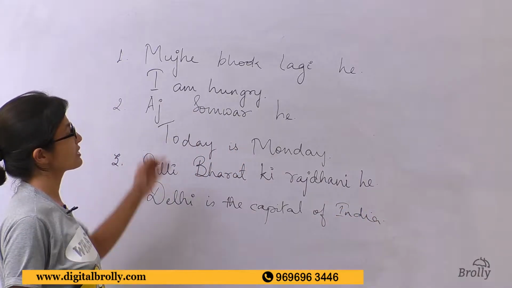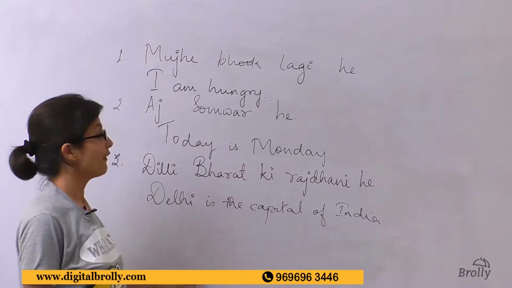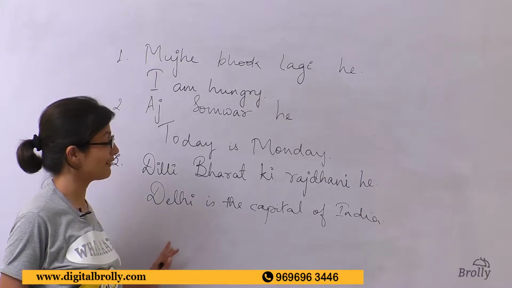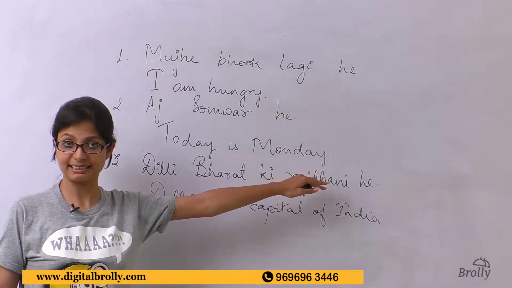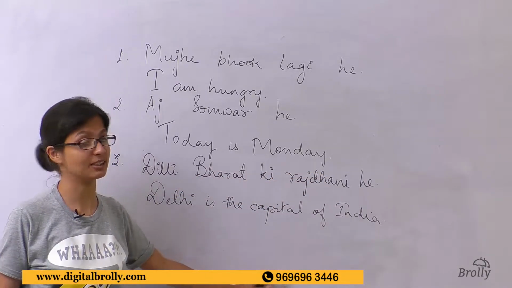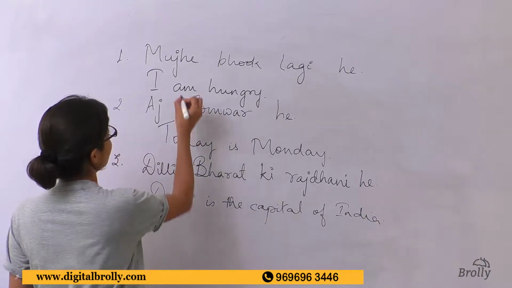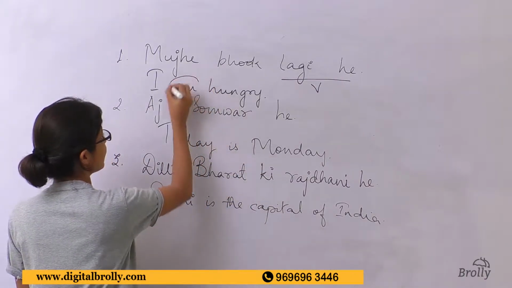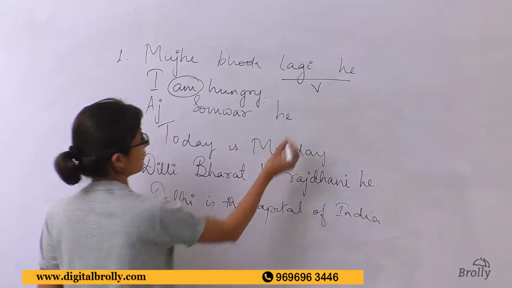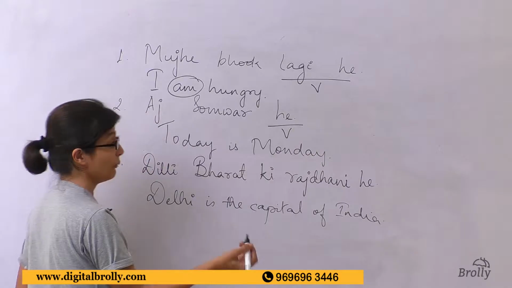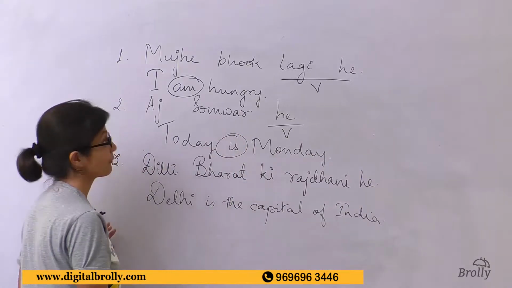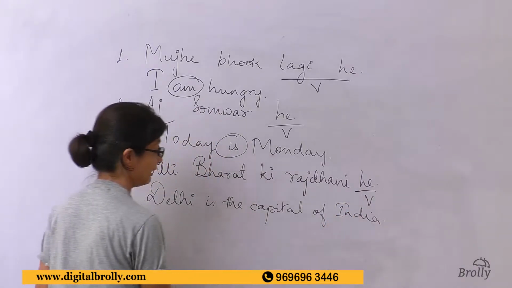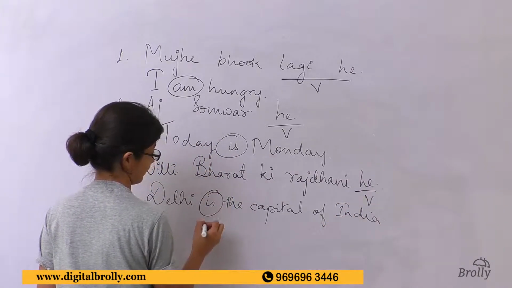Now, if you notice each of these sentences, the verb in the sentence, that is the action word, comes somewhere in the end of the Hindi sentences and in the middle of the English sentences. For example, you have your verb here in Hindi, whereas the English verb is here. You have your verb here in Hindi, whereas your English verb is here. You have your verb here in Hindi, hai, and the English verb is here.